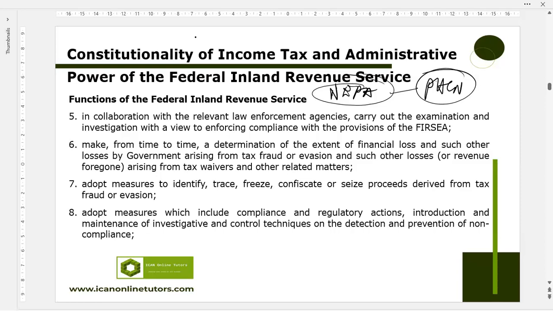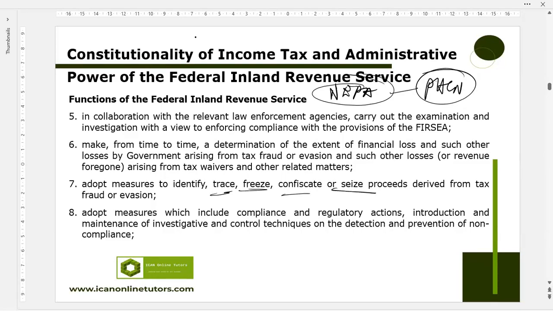Anyway, so they have to go around with law enforcement agencies, just to reduce any force on them. Then also from time to time they make a determination of the extent of financial loss. Then also adopt measures to identify, trace, they may freeze or confiscate your accounts.